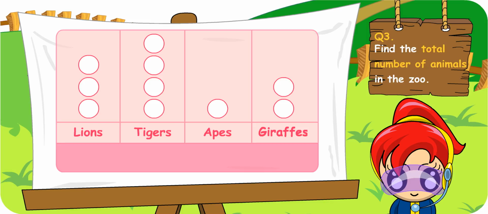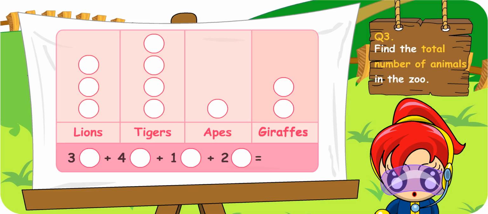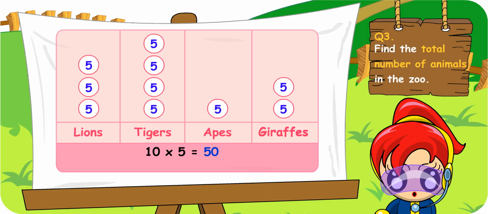Last question for you. Find the total number of animals in the zoo. I add up all the circles on the graph. 3 plus 4 plus 1 plus 2 equals 10. There are 10 circles altogether. Finally, I multiply 10 by 5 to get 50. There are 50 animals altogether in the zoo.